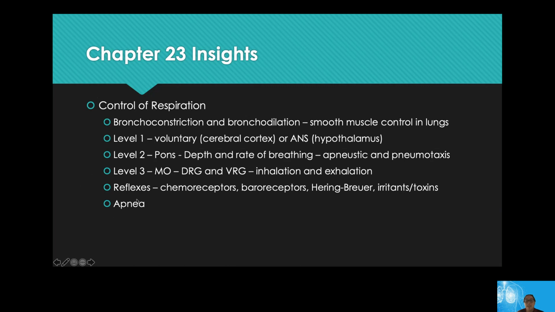Leaving the last type of function of this chapter to focus on the control of respiration, so how breathing is controlled locally through bronchoconstriction and bronchodilation, or the levels of the brain's control that control things from the cycles of inhalation, exhalation, the depth and the rate of breathing. And we address the different types of allergic responses and chemoreceptor, baroreceptor, stretch receptor types of reflexes achieved, and briefly discussed what apnea means, or the sensation of breathing.